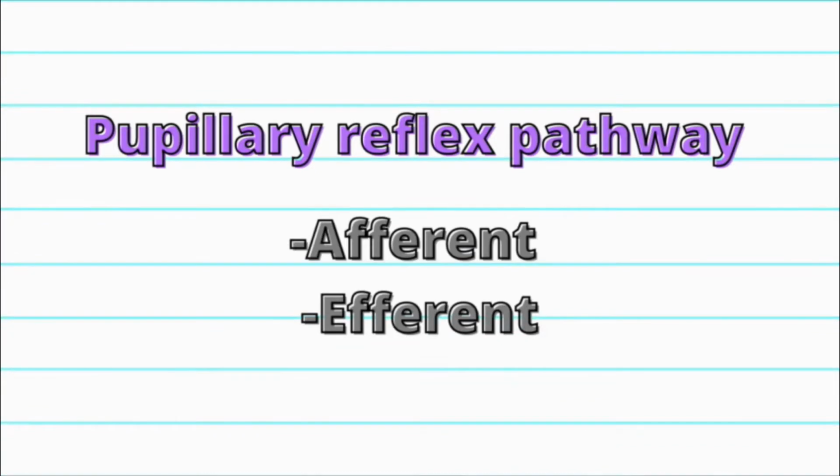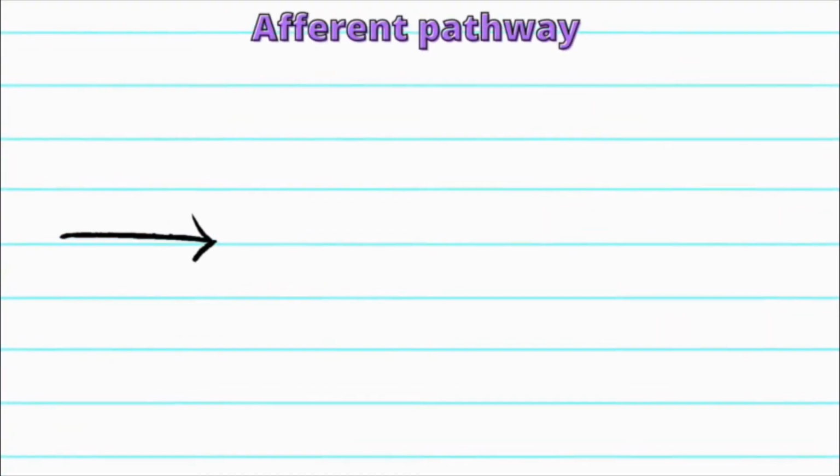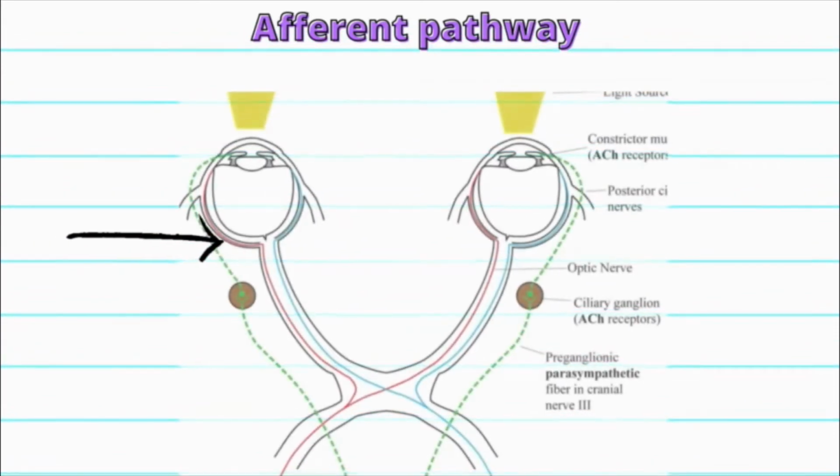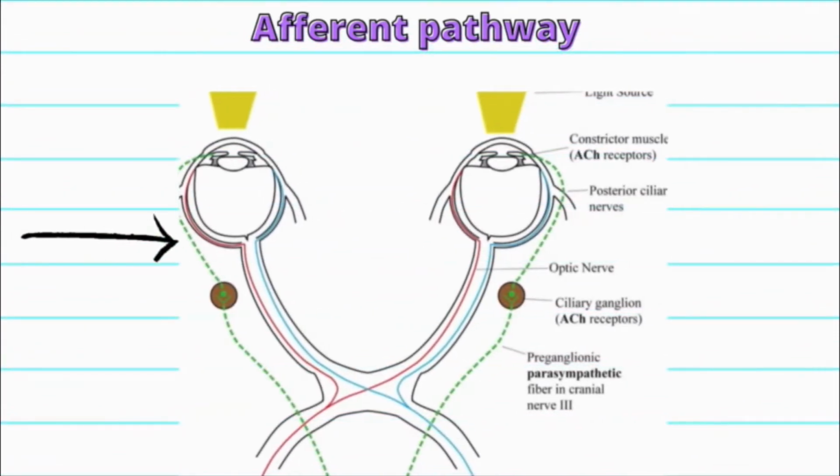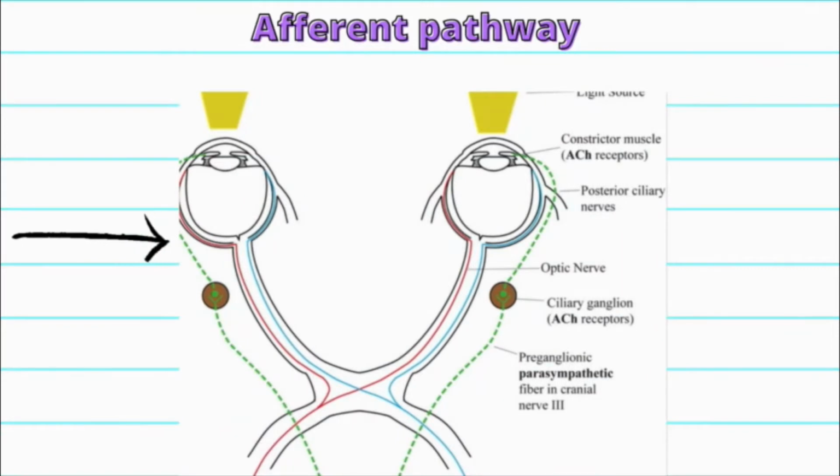Now moving on to the pupillary reflex pathway. There are two pathways, the afferent and the efferent. The afferent sends impulses from the eye to the brain, whilst the efferent sends impulses from the brain to the eye. The afferent pathway begins as the retina is stimulated by light entering the eyes. These signals are then transmitted or relayed to the optic nerve.